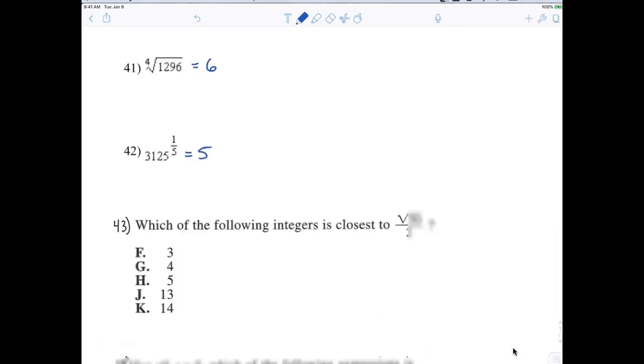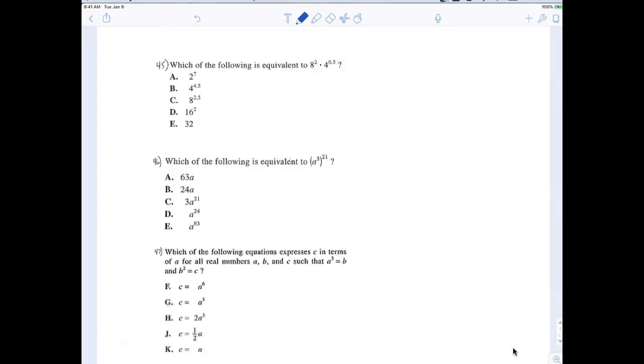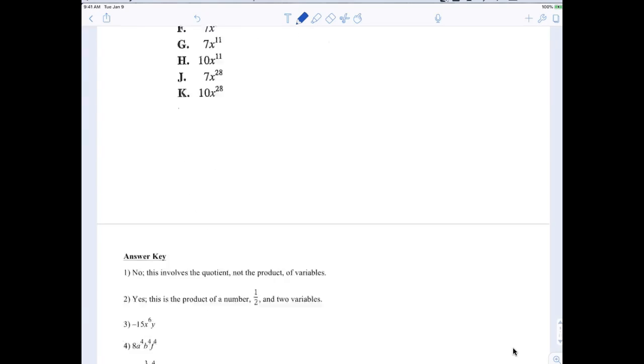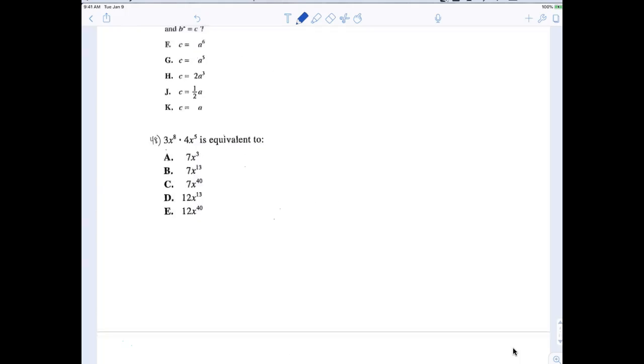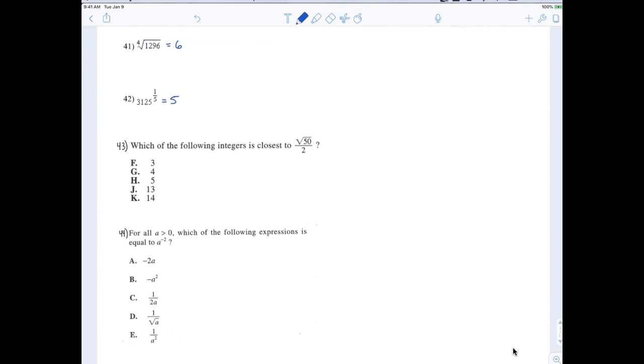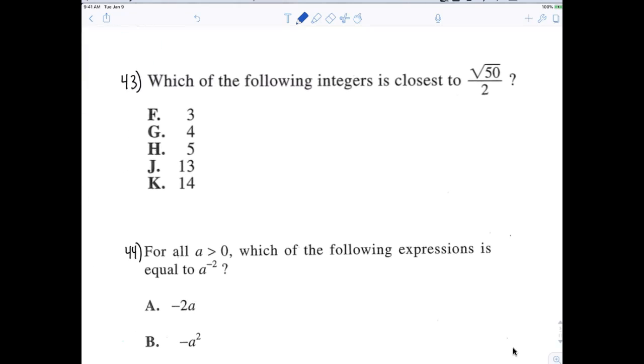Now, all of this is from the SAT and from the ACTs. All right? So we got some work to do here. All right, I think we can finish this up. All right, here we go. So, square root of 50 divided by 2. That's a calculator problem. So we're on you, Jack.